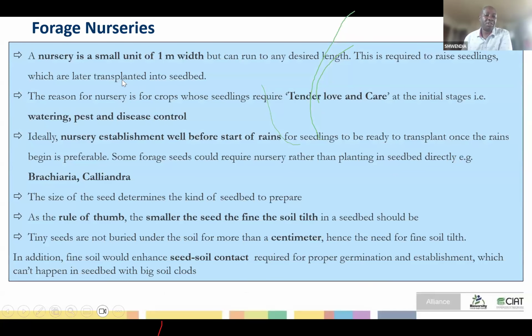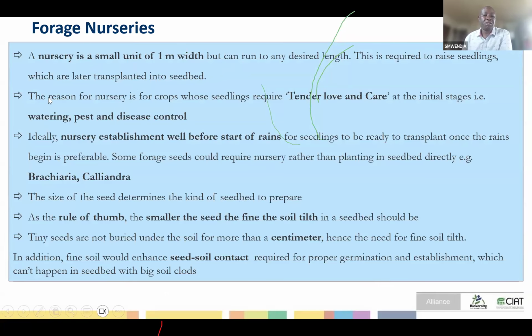Forage nurseries, I have already alluded to this, is where you can make a nursery well ahead, even in the dry season, because here you can take care of them and do it like a month ahead of the rainy season, so that by the time the rainy season comes in, you do have your seedlings ready to be transplanted.